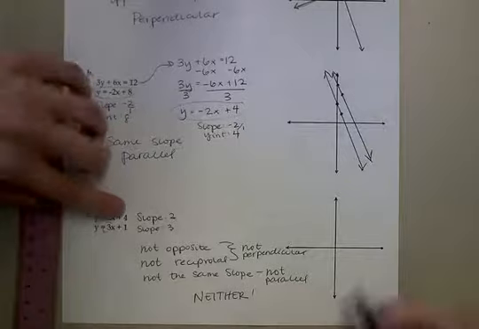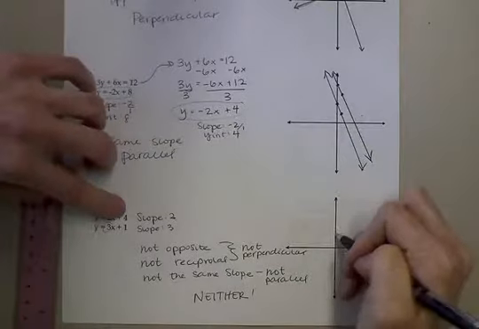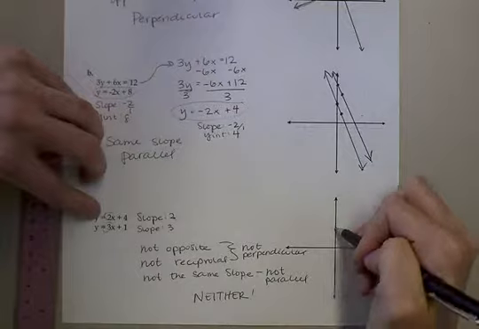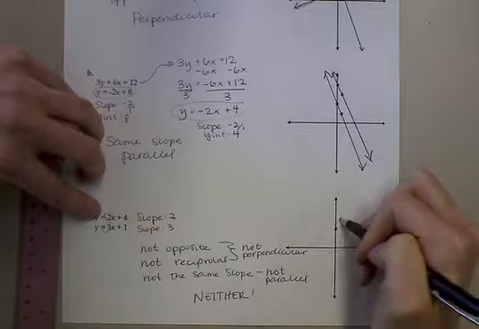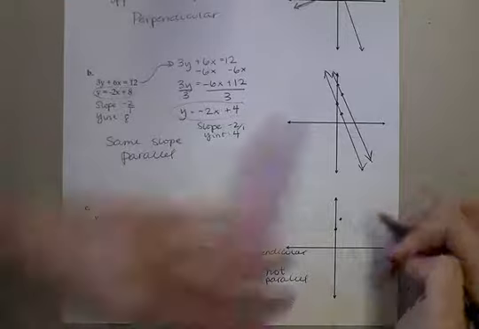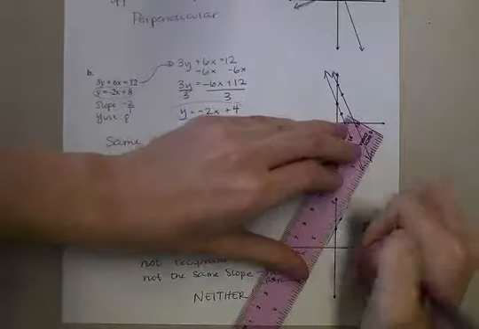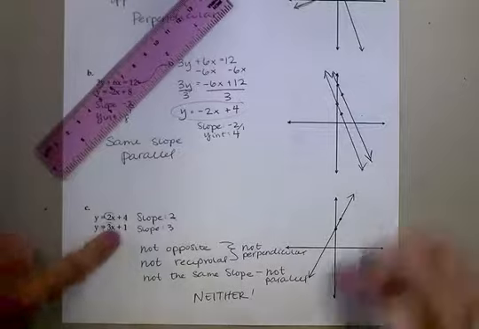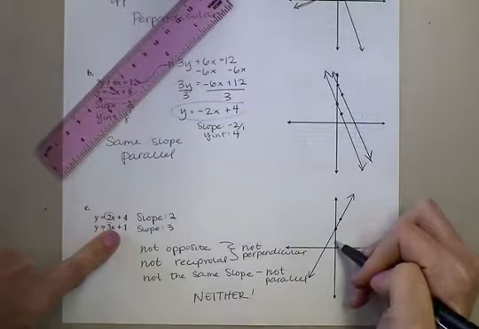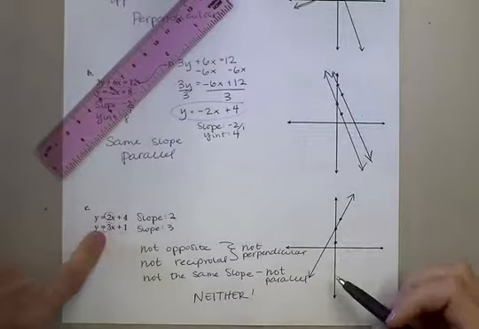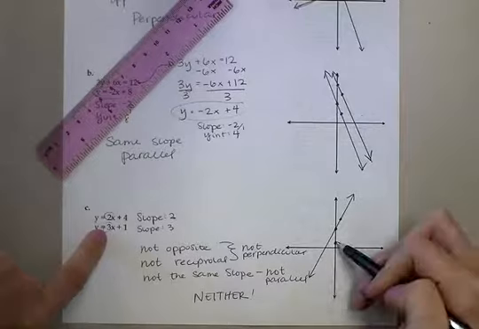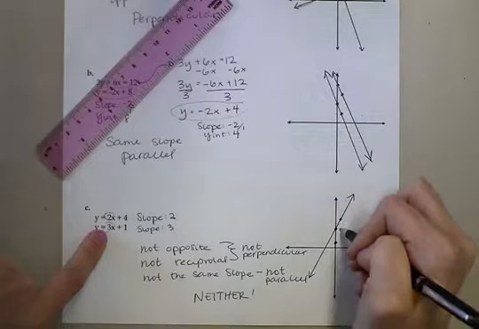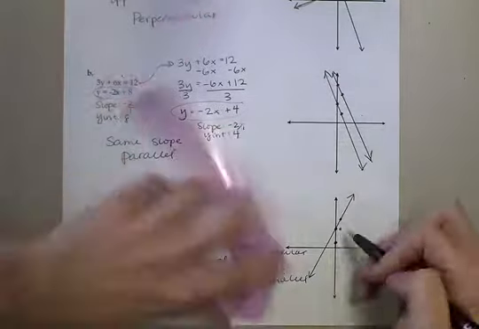So our y-intercept on the first equation is 4. 1, 2, 3, 4. Our slope is +2, so we're going to rise 2, run 1, rise 2, run 1. Here's our first line. Our second equation, our y-intercept is 1. Starting up here at +1. Our slope is +3, or +3 over 1, so we're going to rise 3, run 1. Let's go ahead and draw our line.